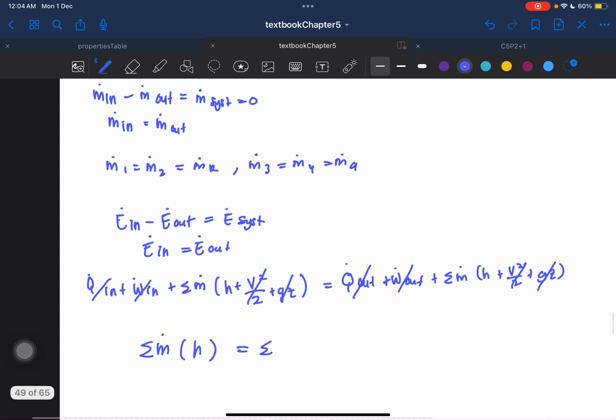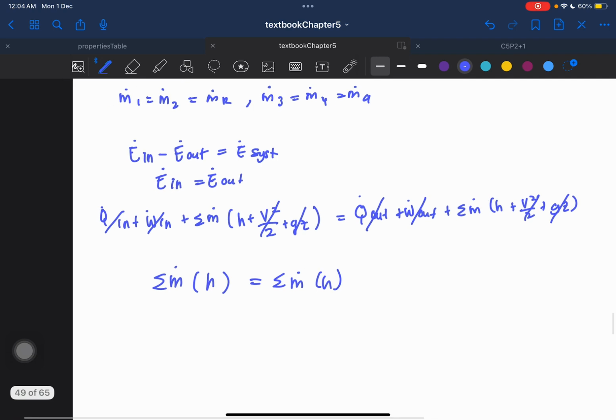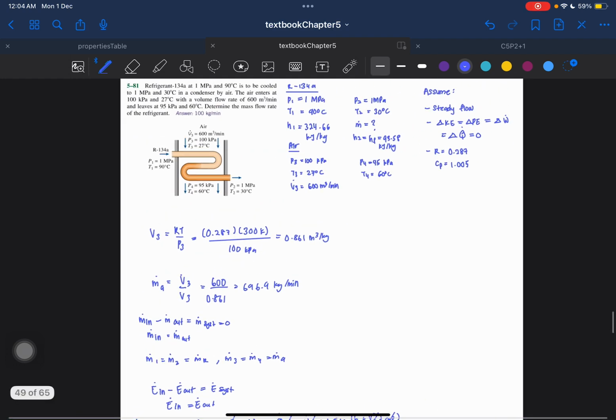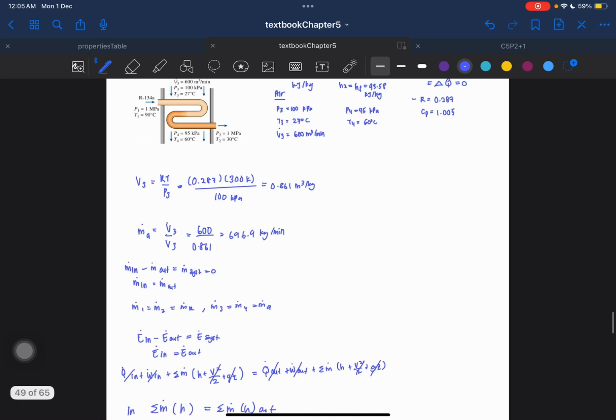But then actually we know that the m there is from, wait, we can just write it first like this, right? But then it's in and out. So we can write what comes in: what comes in is m dot 1 plus m dot 3.